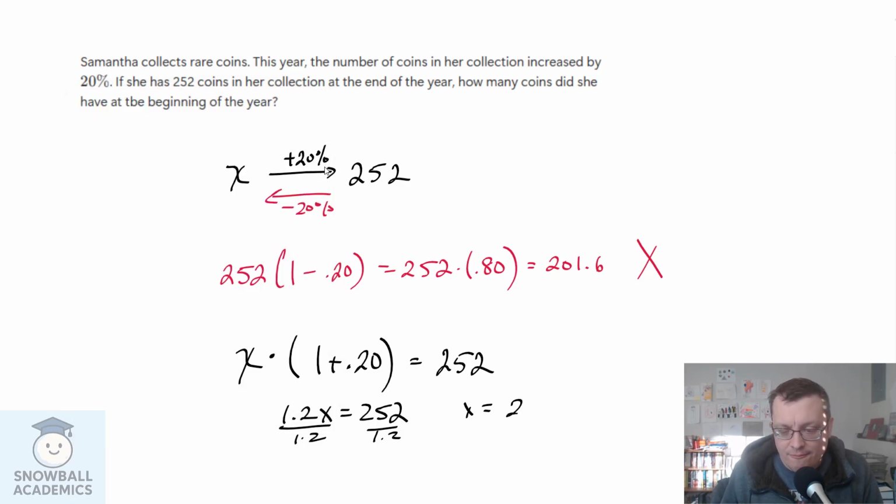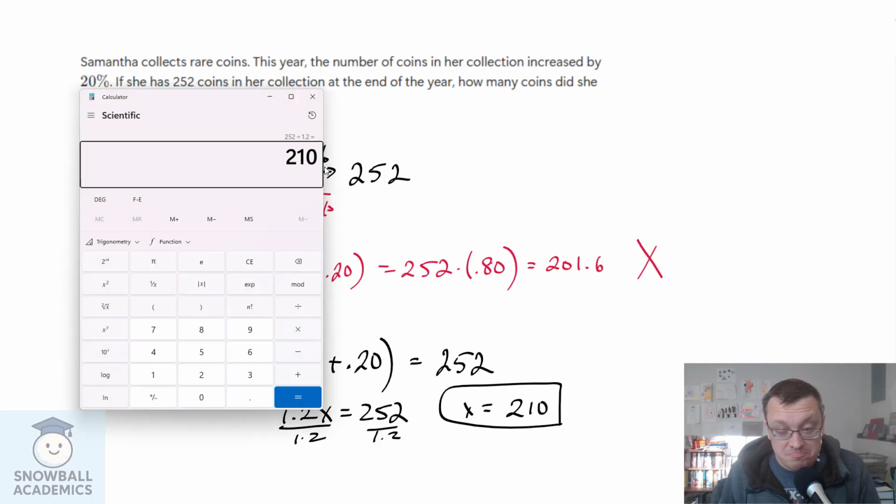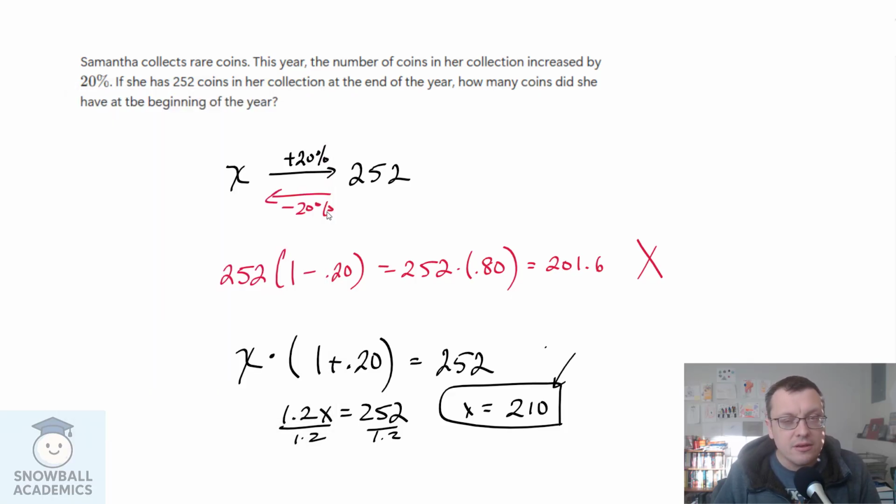and we get 210, which is correct. Now, if we took our 210, just to check our work, and increased it by 20%, if I multiply it by 1.2, we get the 252 that we would expect. So either way, we should get 210.